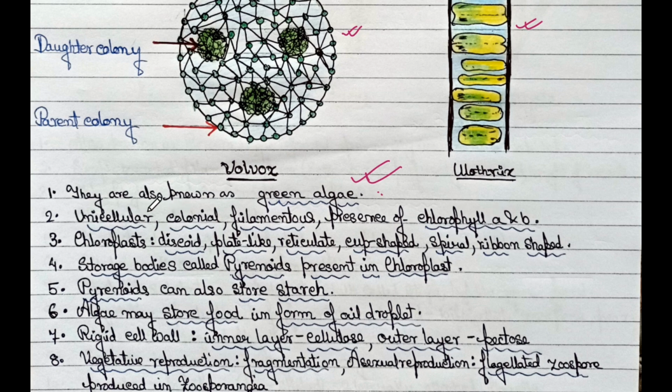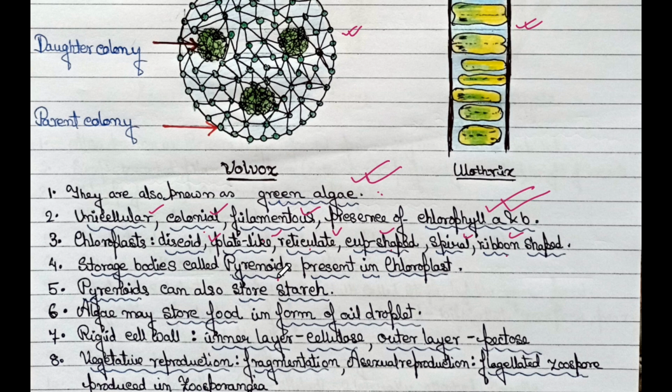And what are its forms? It can be unicellular, colonial, filamentous. All these three ways it can exist. And there is a presence of chlorophyll A and B. What are the shapes of the chloroplast? It can be discoid, plate-like, reticulate, cup-shaped, spiral, and ribbon-shaped. So these are the 6 to 7 types of shapes of chloroplasts that can be present.